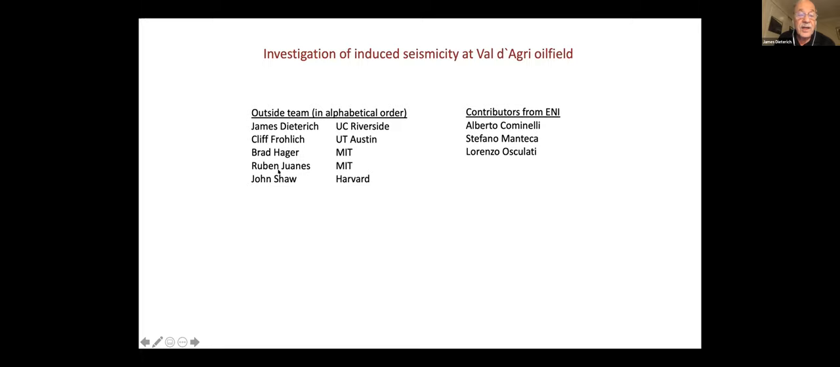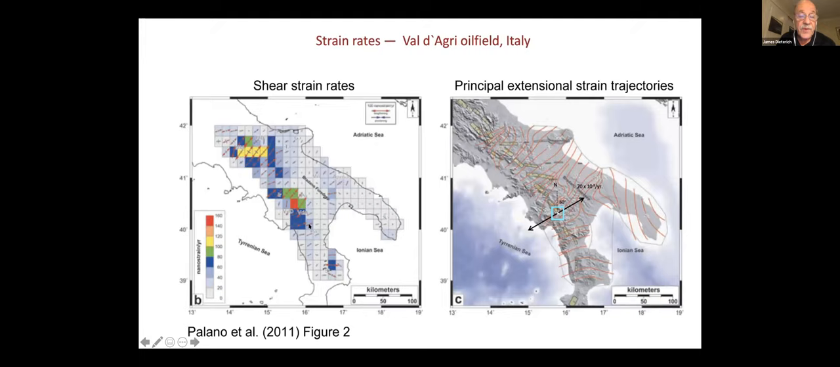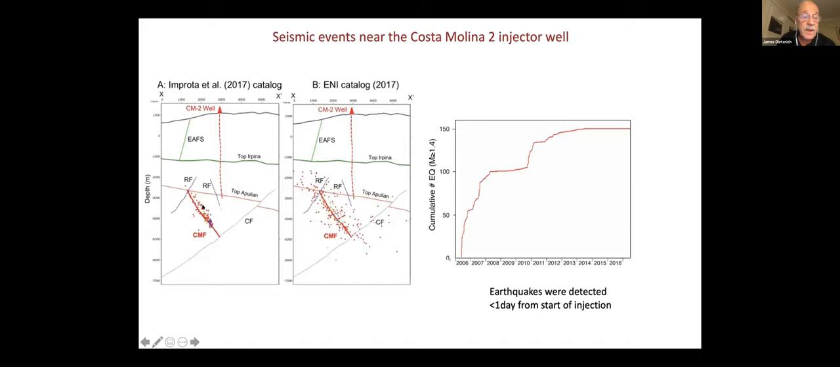The simulations I'll show you are based on work that all these folks did, and these folks supplied the necessary inputs that were needed here. So the Val d'Agri oil field is down here in the foot, the boot of Italy. We have information on what the regional stressing rates are in that area. Here's the induced seismicity.